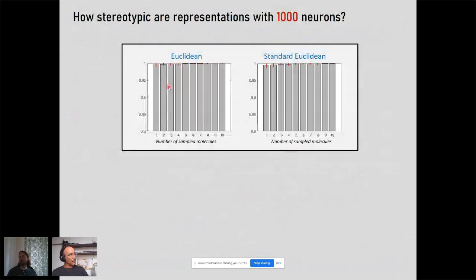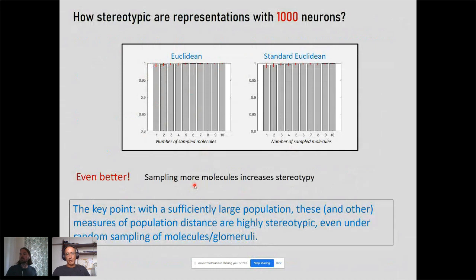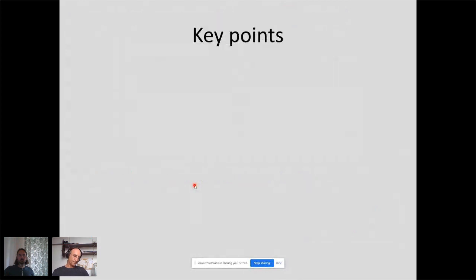Again, keeping the same axis, we see that the correlations are increased and the spread is much smaller, so the correlations are higher. And this is the key point really that I want to make here. With a sufficiently large population, and there are other measures of the distance between the model data that I did not show you here, everything becomes more stereotypic. And this is even under completely random sampling of the molecules and the glomeruli.